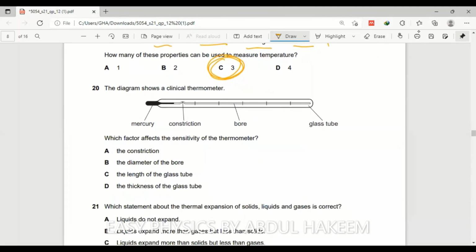Next question is, the diagram shows a clinical thermometer. Which factor affects the sensitivity of the thermometer? Constriction, no. This band, no. The diameter of the bore, yes. The thermometer with a narrow bore diameter is more sensitive. The length of the glass, no. And the thickness of the glass, no. So the answer is B.